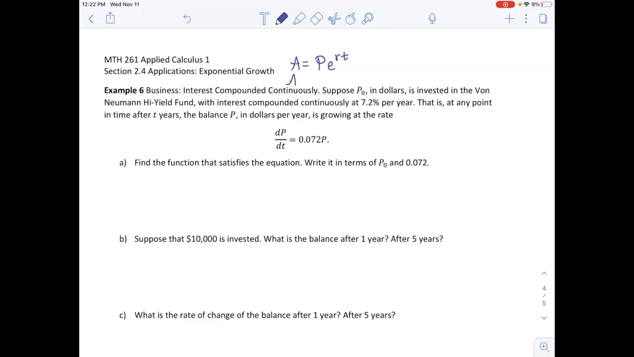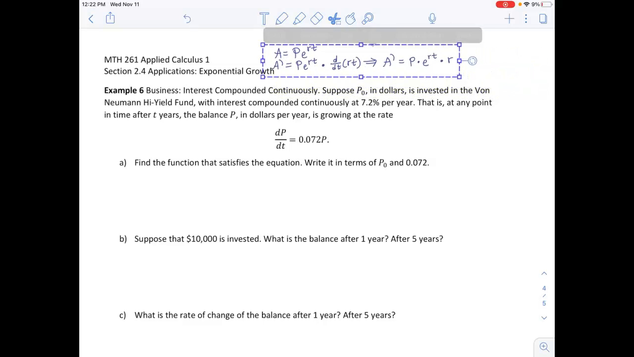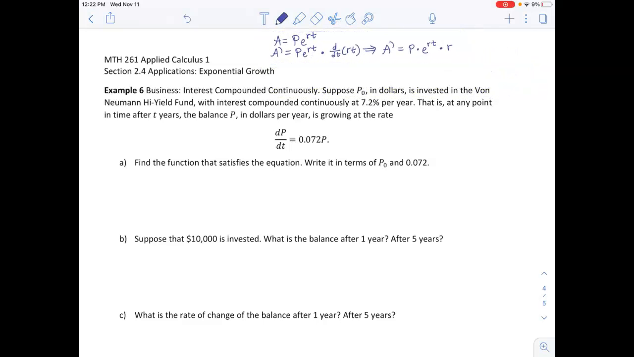Now, if you take the derivative of this, you will have the P times e to the RT, right? But then you're going to have to multiply this by the derivative of RT. What happened is that we're going to get A prime is equal to P times e raised to the RT power times R. Okay? And you're like, what is going on?